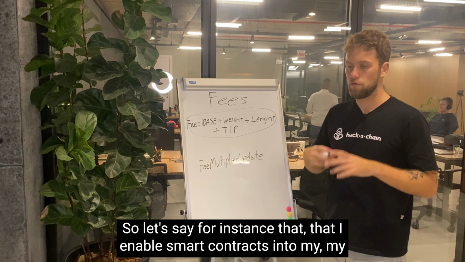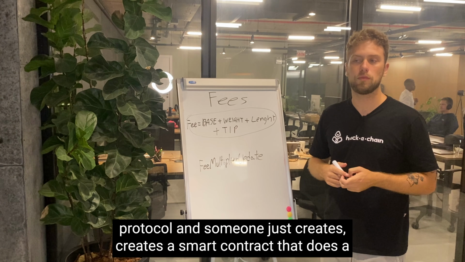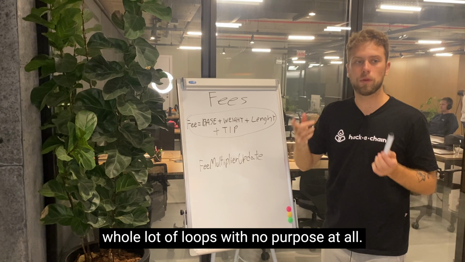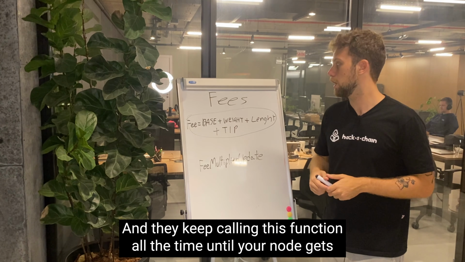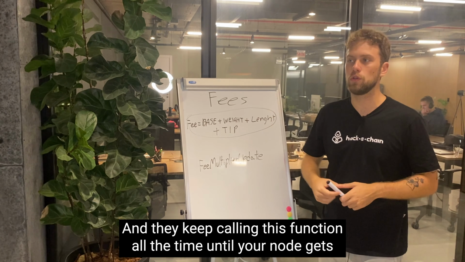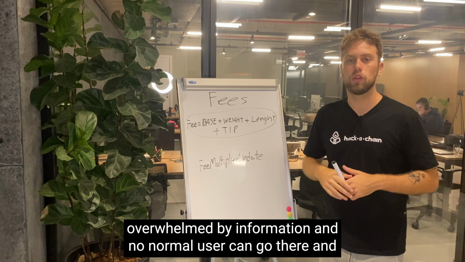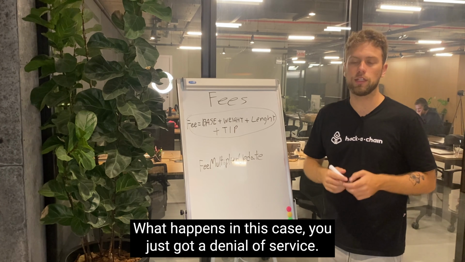So let's say, for instance, that I enable smart contracts into my protocol, and someone just creates a smart contract that does a whole lot of loops with no purpose at all, a lot of hashing, just to consume processing power from your node. And they keep calling this function all the time until your node gets overwhelmed by information and no normal user can go there and submit a regular transaction. What happens in this case? You just got a denial of service.